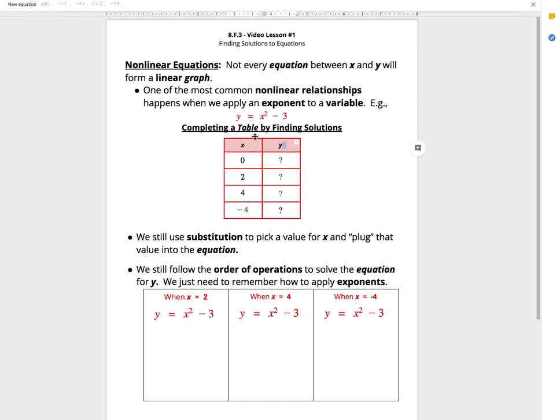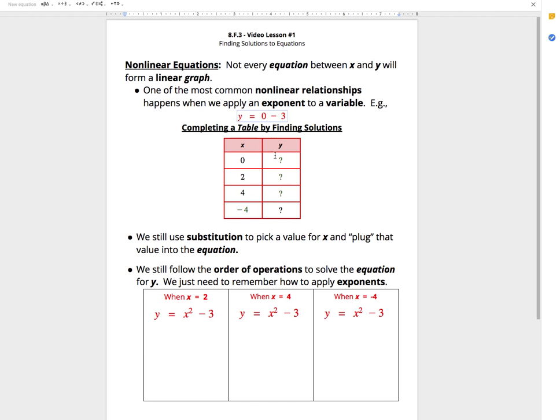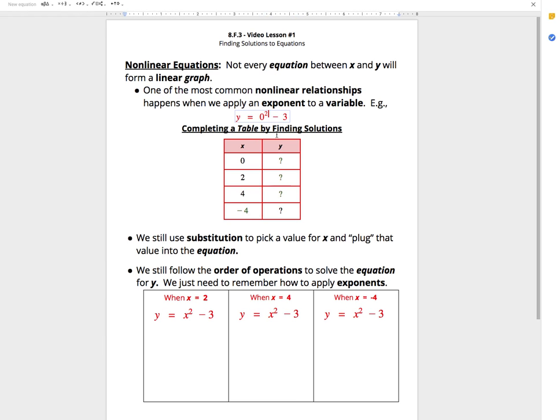I'd always select x equals 0 because that's the easiest one to work with. If we put 0 in, any number 0 times itself is going to still equal 0. All we're left with is negative 3 for y if x is equal to 0.